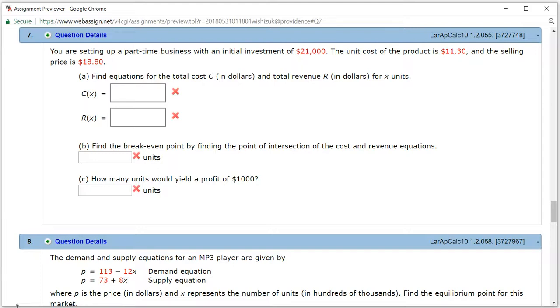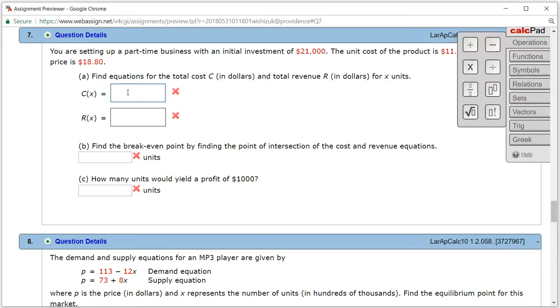All right, let's look at homework 1.2, problem number 7. Let's set up the cost function and revenue function. Looks like the initial investment is $21,000 and the unit cost is 11.3. So the initial cost is 21,000.